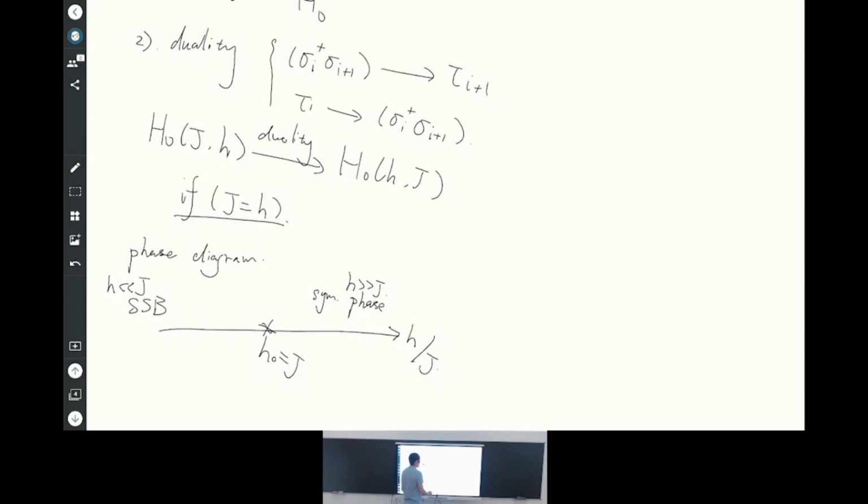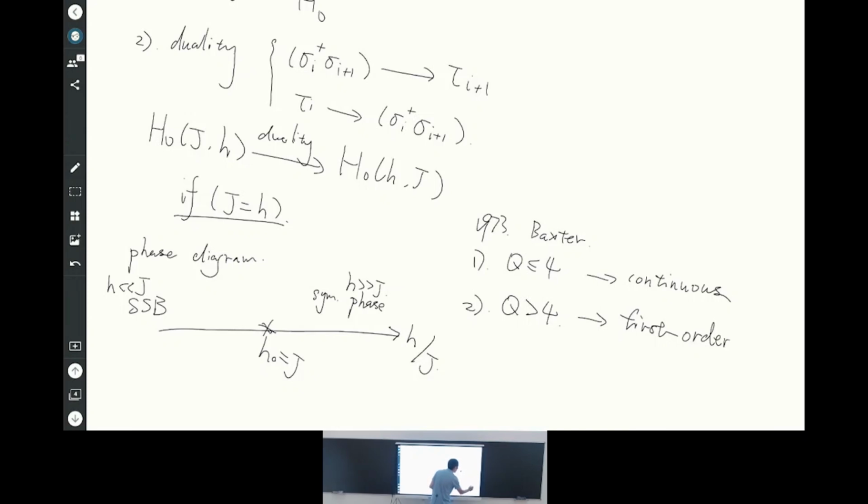A more interesting thing is this, which has been known since 1973 by Baxter. The nature of this phase transition in this model depends on the number of Q. For Q smaller than or equal to 4, the transition is continuous. In the other case, for Q larger than 4, the transition is a first order transition.